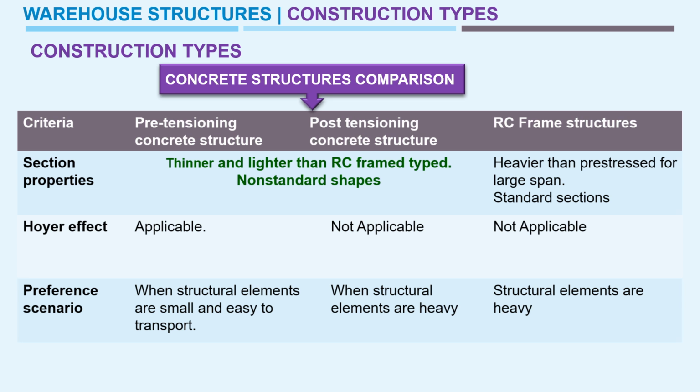And for when structural elements are heavy, then we need to go for post-tensioning concrete structures. Say, for example, if a concrete slab is to be cast at site for a higher span or a higher area, then we can go for post-tensioning concrete structures. Beams can be considered as pre-tensioning concrete structures where the beam depth and sections are less than a meter, so they can be easily transported to the project site after manufacturing at the factory.